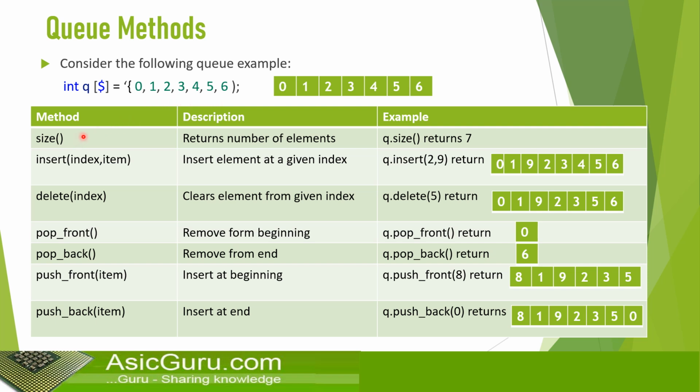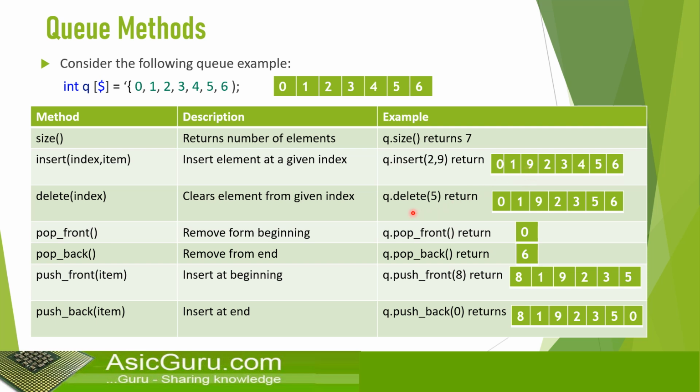Firstly, we have a size method which returns the number of elements in the queue. So here queue.size would return the value 7 because there are 7 elements in the queue. Next, we have an insert method which allows us to insert an element at a specific index. For example, it would insert a value 9 at index number 2. You can see the 9 is inserted at the second index.